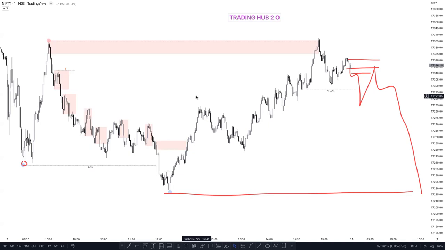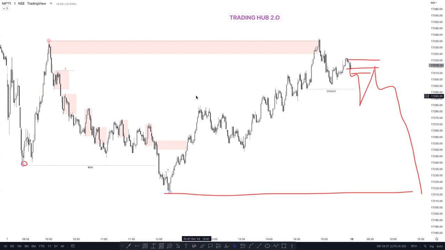Next question. How to mark major and minor structures? Okay. So in Nifty, what type of trader are you? Day trader, swing trader, positional? I'm a day trader. So right now, which time frame are you following? 15 minute as a higher time frame and 1 minute for entry, correct?